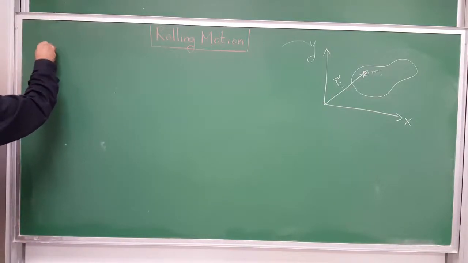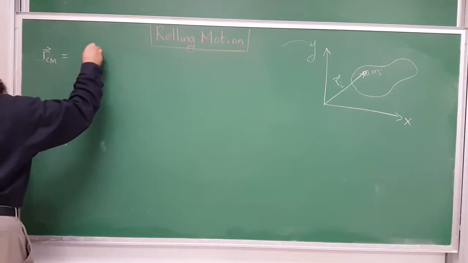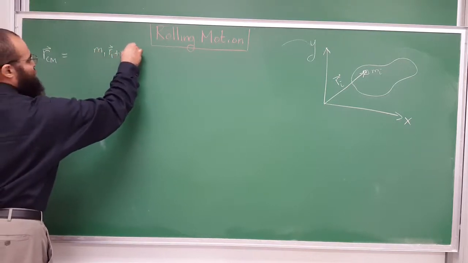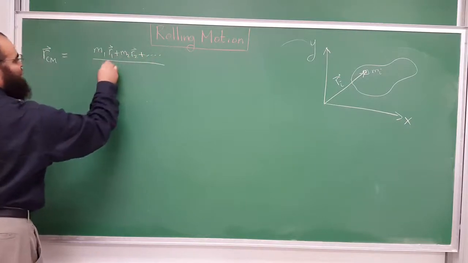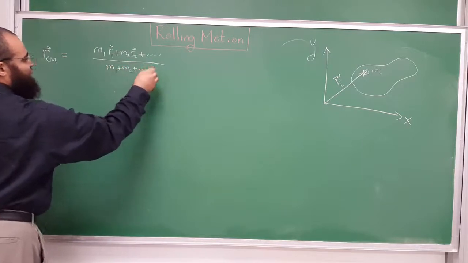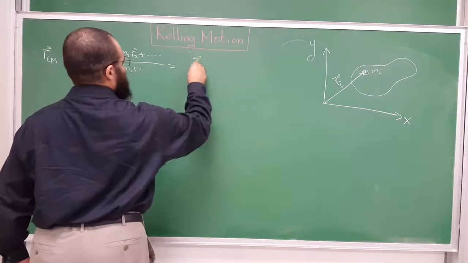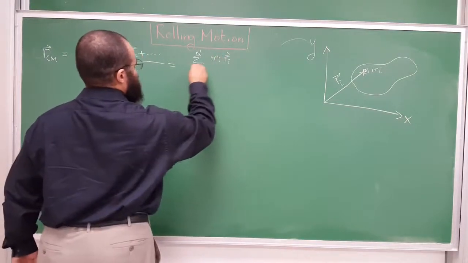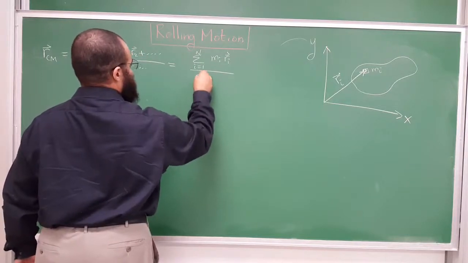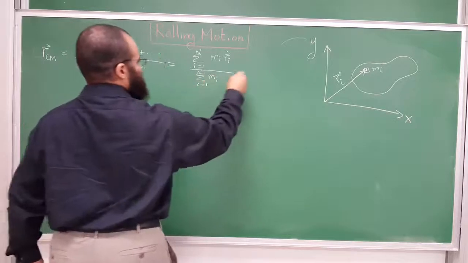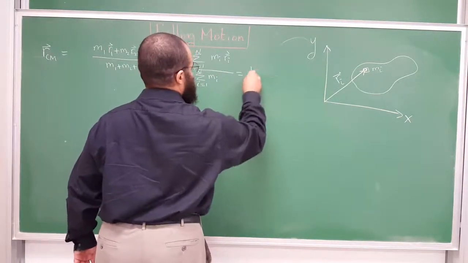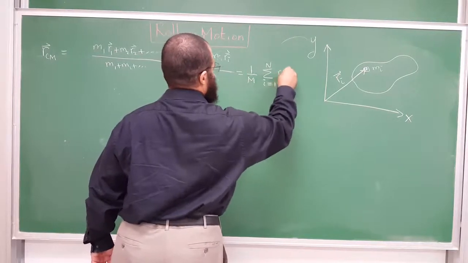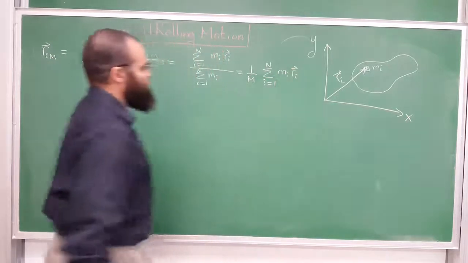r of the center of mass was equal to m1 r1 plus m2 r2 plus dot dot dot divided by m1 plus m2 plus dot dot dot, and we put a shorthand notation for this as the sum over i equal to 1 to capital N of mi ri divided by the sum over all the masses i equal to 1 to n of mi, and this is just the total mass, so it is 1 over the total mass, capital M, which symbolizes the total mass, times the sum over i equal to 1 to n of mi ri. All right, that's the definition of the center of mass.